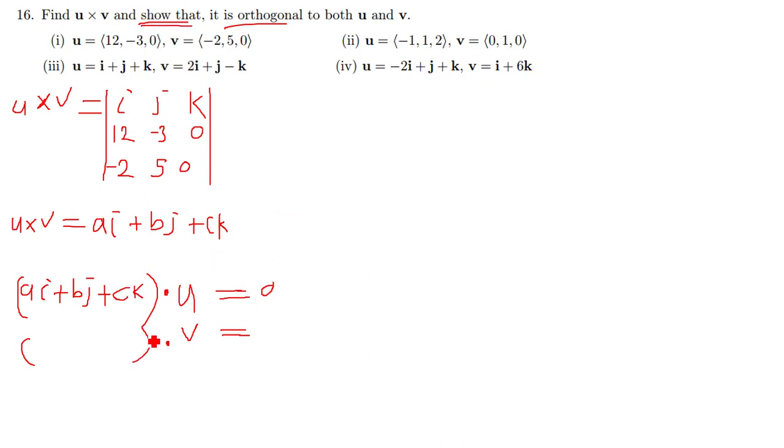So in both cases, when you dot your answer with either u or v, the answers you're supposed to get are both zeros. Remember what I said: the dot product of two orthogonal vectors is always supposed to be 0, because the cos of 90 degrees gives us 0. Hence the dot product of two orthogonal vectors is always 0.